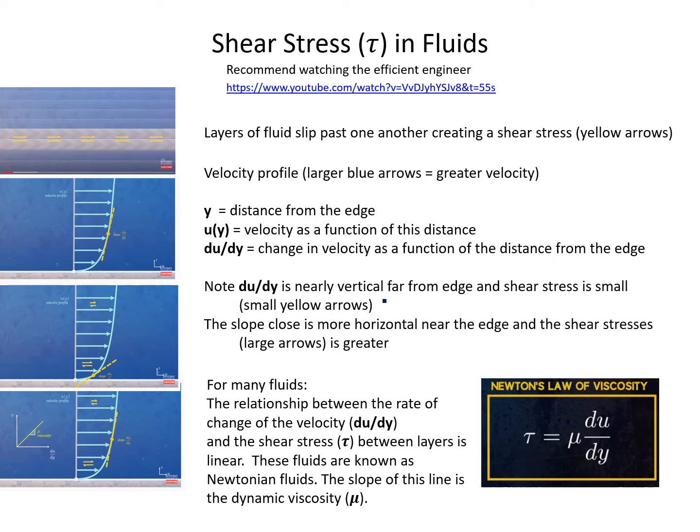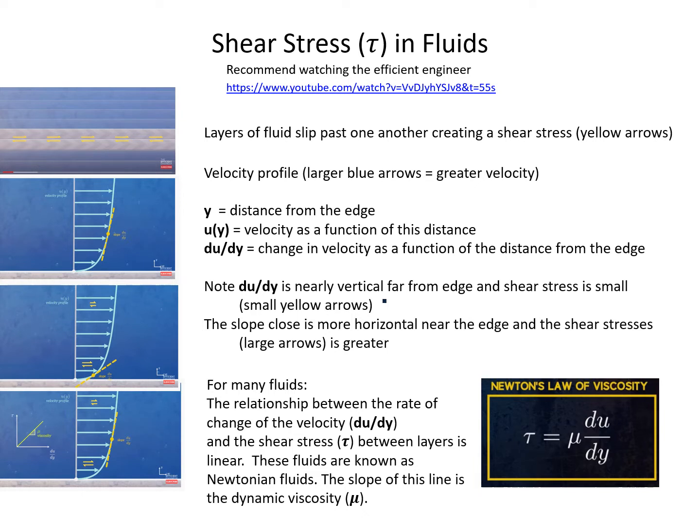For many fluids, not all, but for air and for water, for many common fluids, there is a linear relationship between the size of that shear stress and the rate of change of the velocity of the water. And that's Newton's law of viscosity, that you have a linear relationship that you can represent by some constant for the slope between the shear stress and the change in velocity. And this slope is called the dynamic viscosity and is represented by the Greek letter mu.